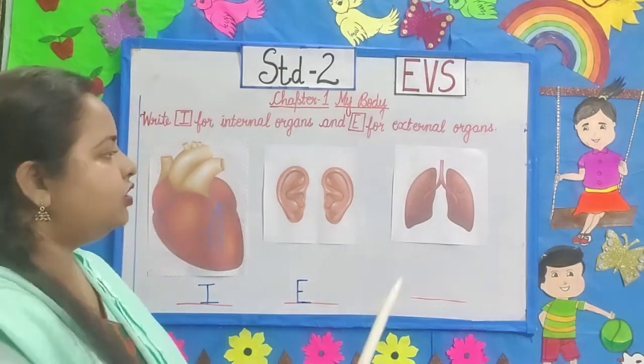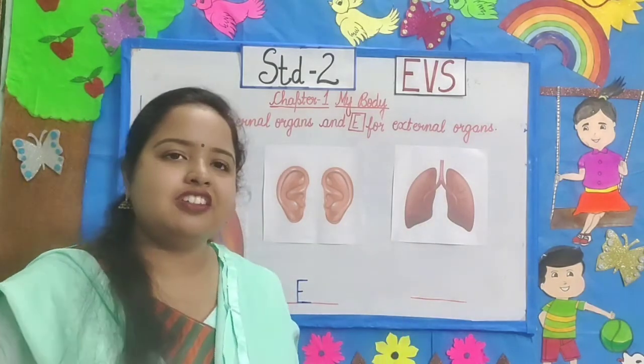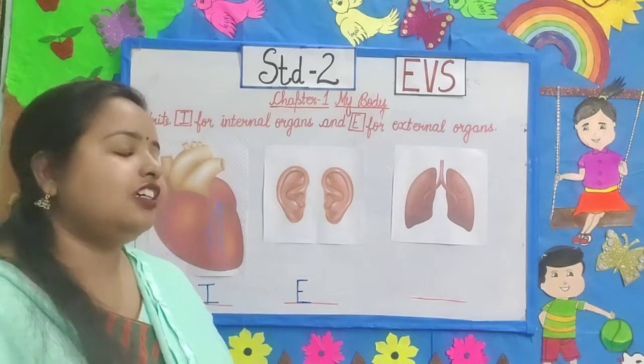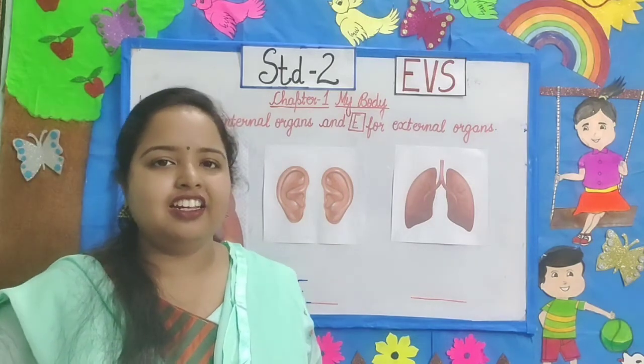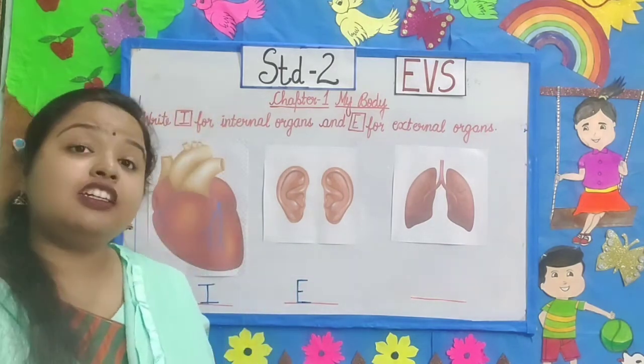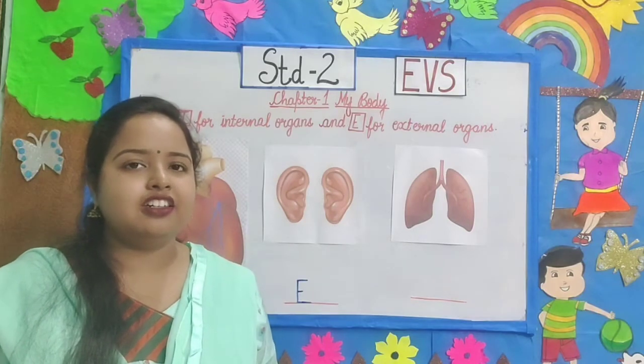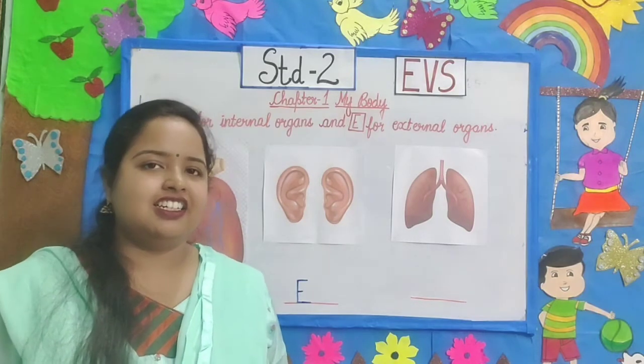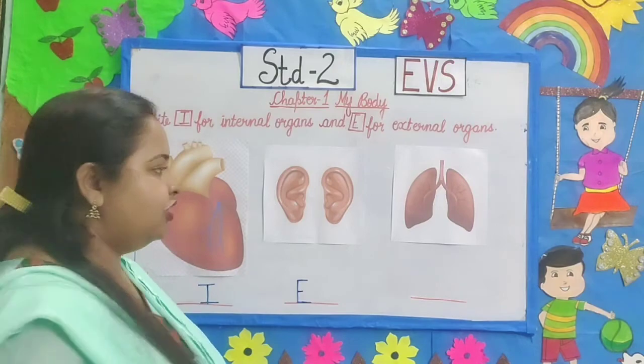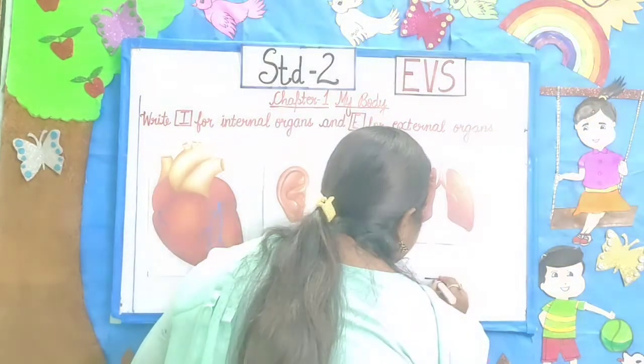And the last one. Identify the picture. Yes, these are our lungs. Is it an internal or an external organ? Yes, it is an internal organ. We'll write I.